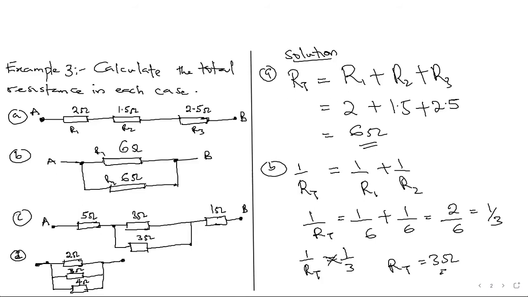Then we have the next question. The next question we have is a 5 ohm resistor in series. So I quickly draw that. You have 5 ohm here, you have 3 ohm here, and you have 3 ohm here, and that is connected to 1 ohm here.